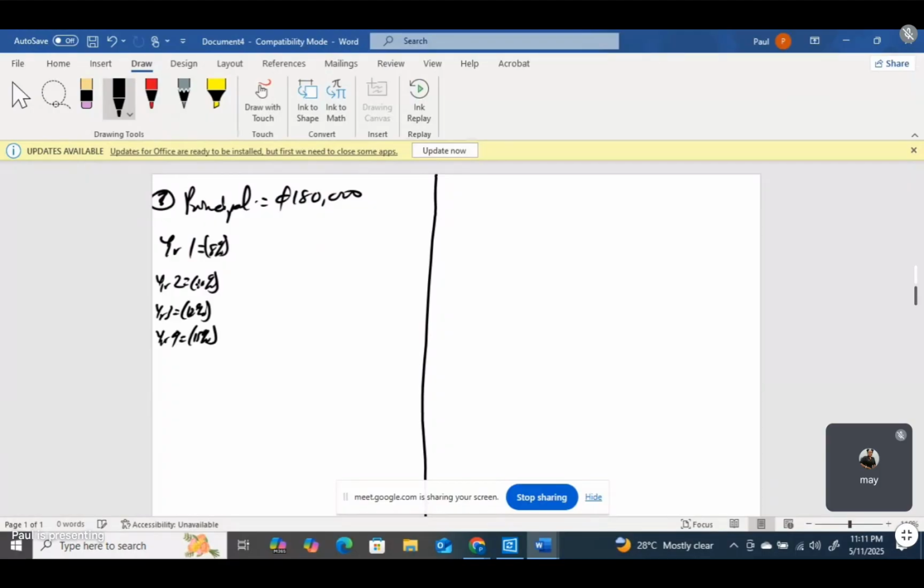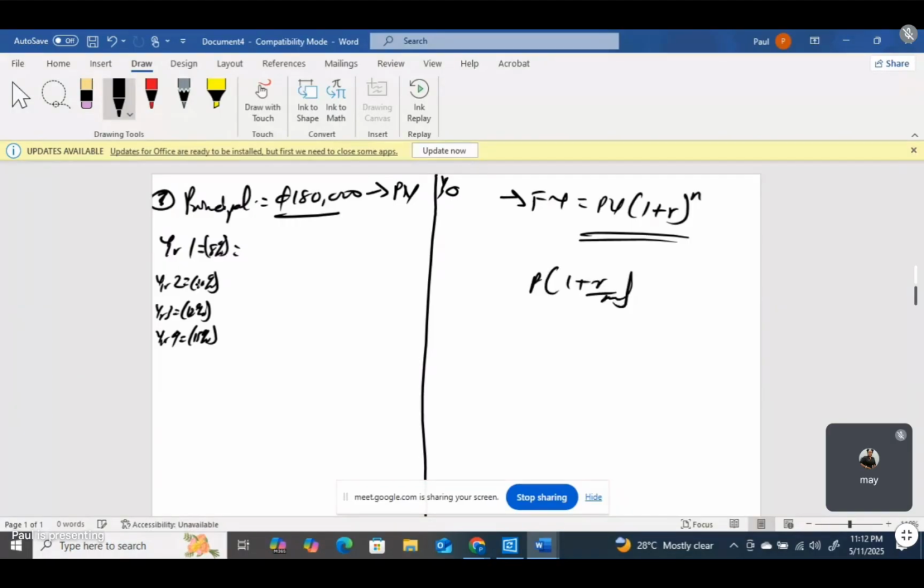Now, this is what we call a present value. He took the money in today's terms, so that's year zero. That has a present value. So we are going to use the future value formula. Future value is equal to your present value times 1 plus r to the power n. This formula looks like the compound interest formula. It's the same thing, just with modifications. This is the formula we are going to use.